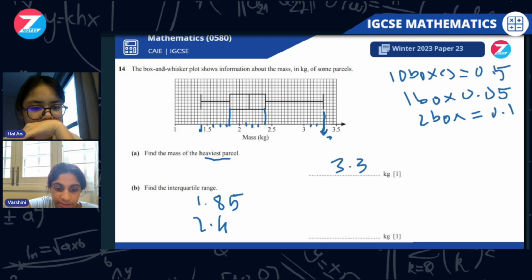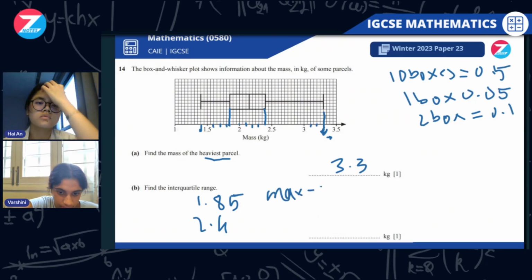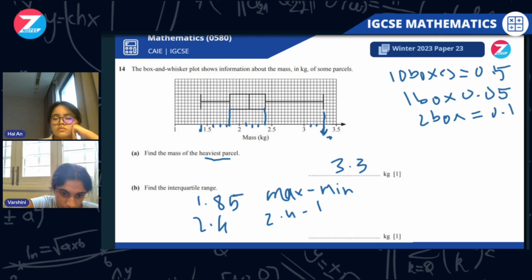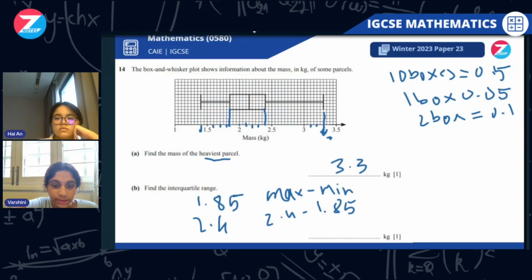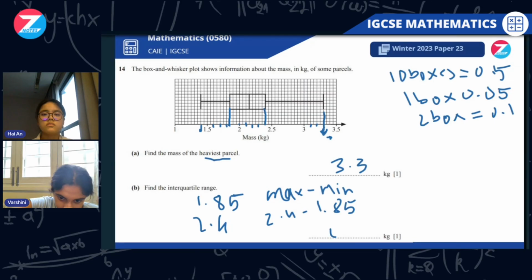Now to find the range, it's just the max minus min. So that is 2.4 minus 1.85. And always put it in your calculator to recheck and make sure you're not making any mistakes. You should get 0.55, which is our answer.